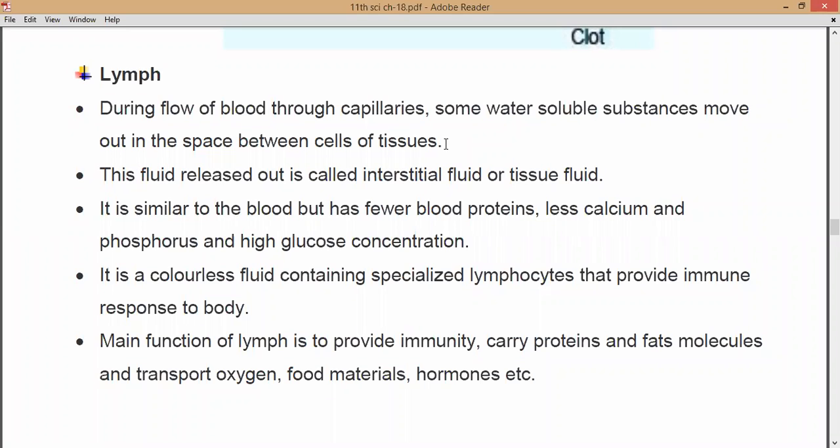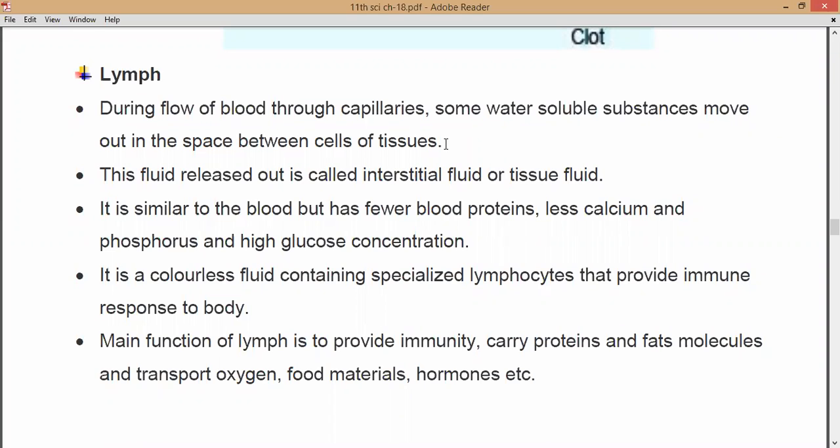This lymph is a colorless fluid and it contains specialized lymphocytes that provide immune response to the body. So the lymph is also one of the important body fluids because it is colorless in nature and it possesses specialized lymphocytes. As you know, the T lymphocytes and the B lymphocytes, these two of them provide you the immunity. And this way the immune response to your body is generated.